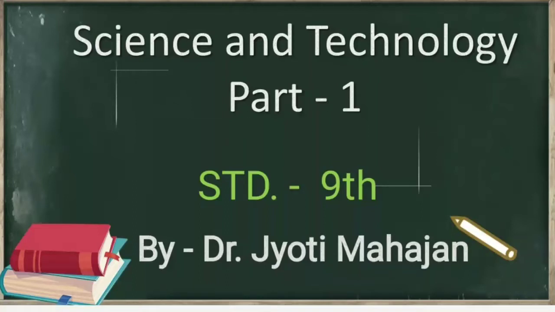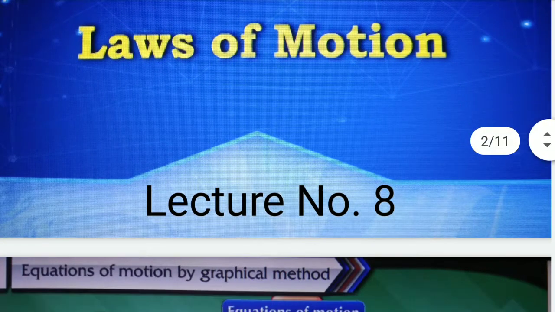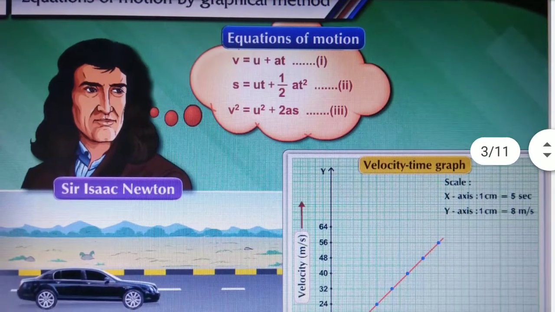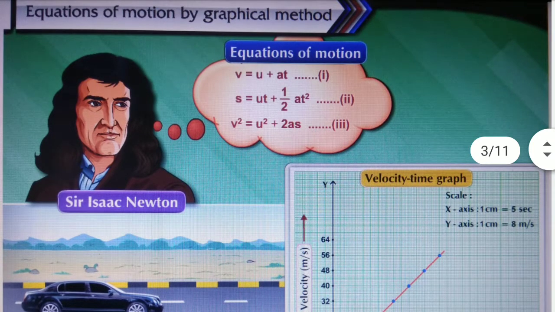Hello students, let us start Science and Technology Part 1, Standard 9th, First Chapter, Laws of Motion. This is lecture number 8. In the previous lecture, we studied the distance-time graph for uniform and non-uniform motion and the velocity-time graph for uniform velocity and for uniform acceleration. Today we are going to learn equations of motion using the graphical method.